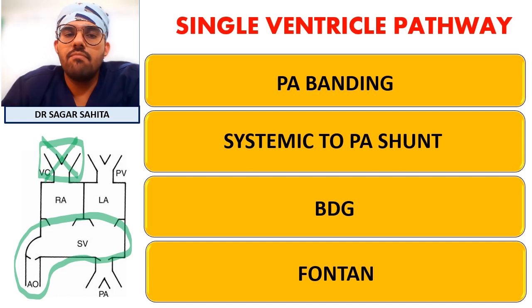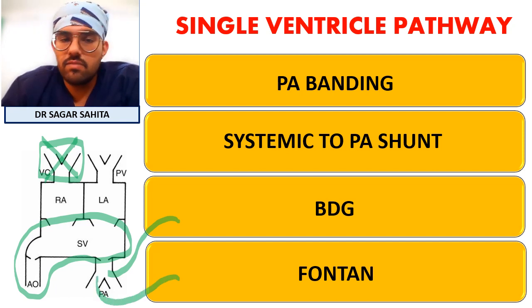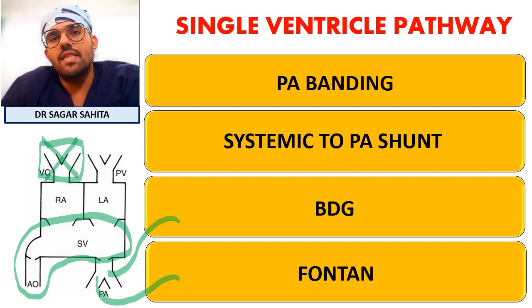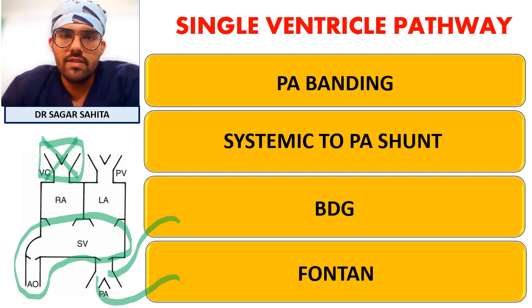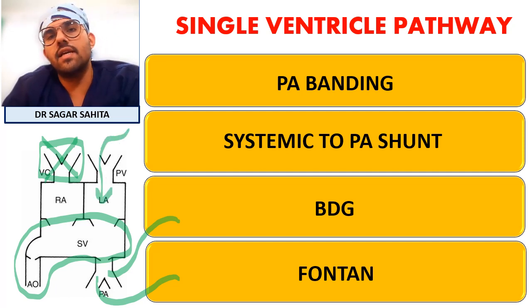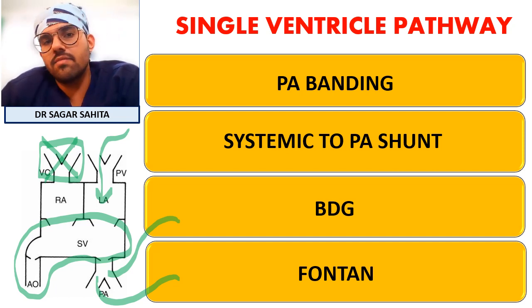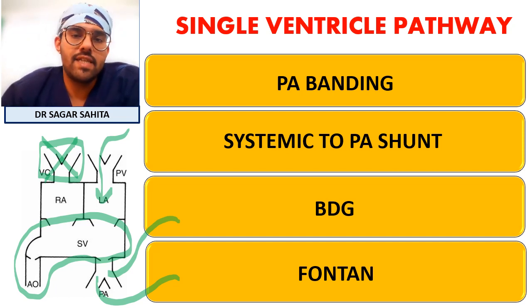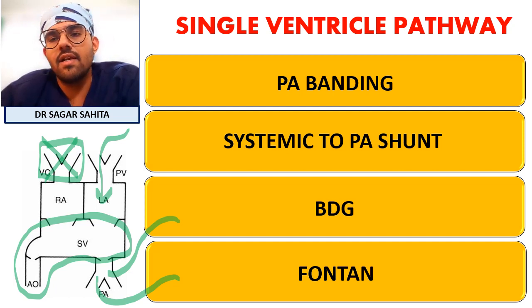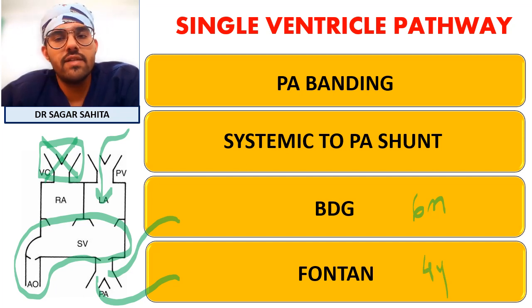So we do that by doing a bidirectional Glenn operation in which SVC is anastomosed to the PA, and a Fontan operation in which IVC is anastomosed to the PA. So what we achieve is the entire systemic venous return is going to the lungs. Through the lungs, the oxygenated blood is coming back to the heart, and the single ventricle lesion, we make it more effective. The life of the child is prolonged. That single ventricle is used for providing the systemic circulation. So this we have to do in stages. BDG or bidirectional Glenn we do before 6 months usually. Fontan we do usually by 4 years of age.